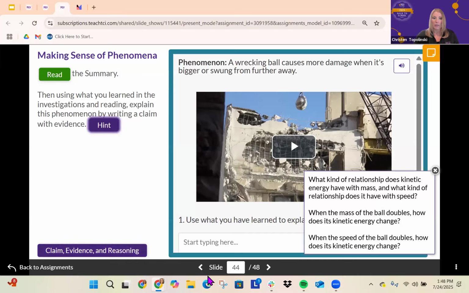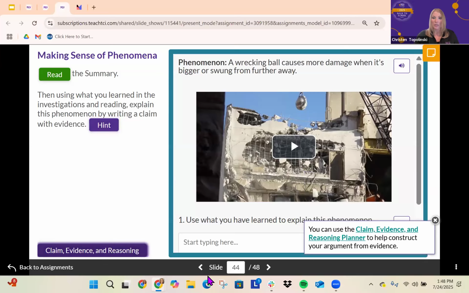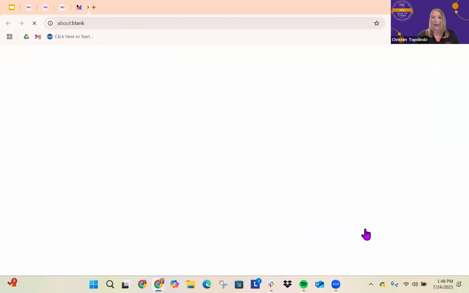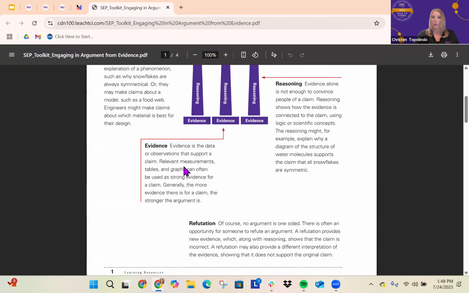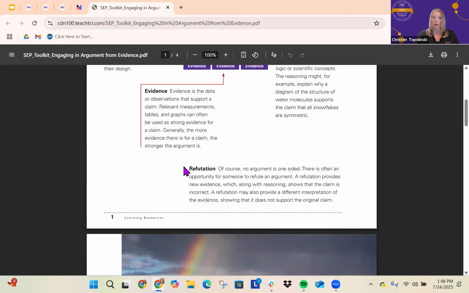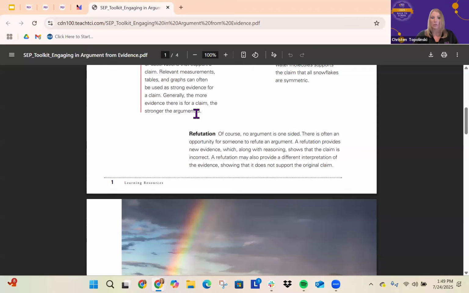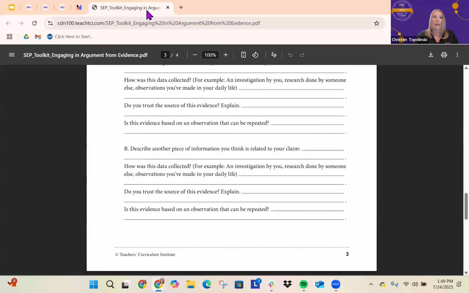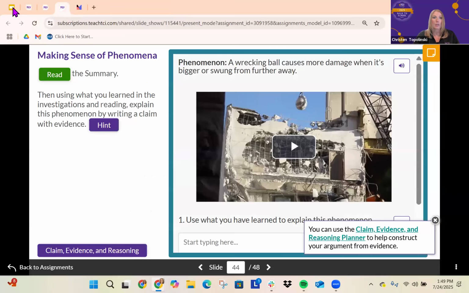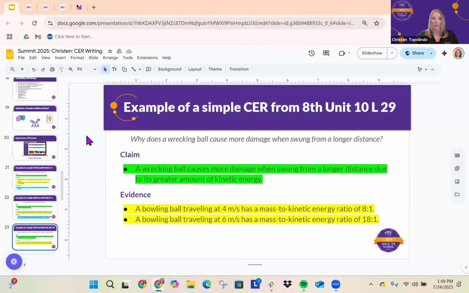Also, in the 6th through 8th grade, you'll see this claim evidence reasoning button. That will actually take you to that toolkit, which, again, I've made a copy for you in the folder. It's only available through your TCI subscription for 6 through 8, but I'm putting it in the folder so that if you want to bring it down to 3rd, 4th, 5th, you totally can use it for that as well. Okay, so let's go back now to the 8th grade.